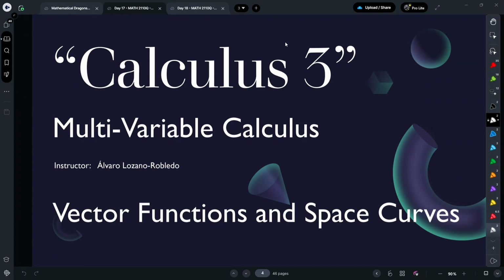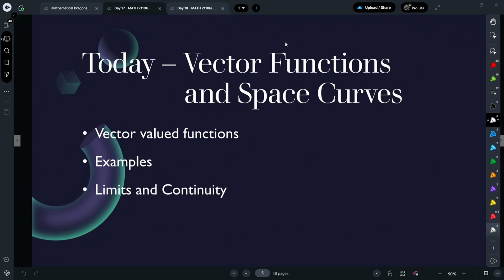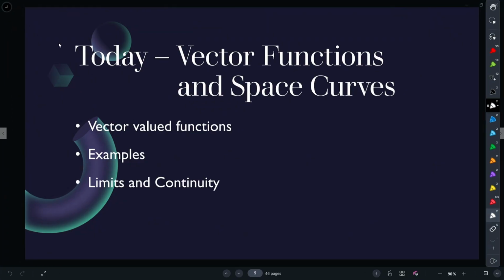The next topic we're going to be talking about is vector functions and space curves. That sounds very sci-fi. So what are we going to be talking about? We're going to be talking about what we call vector valued functions.